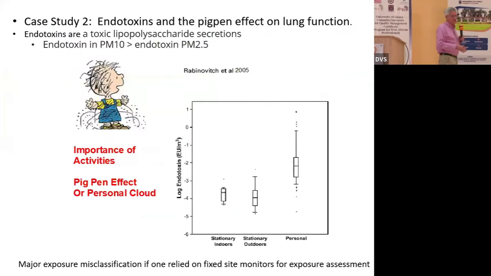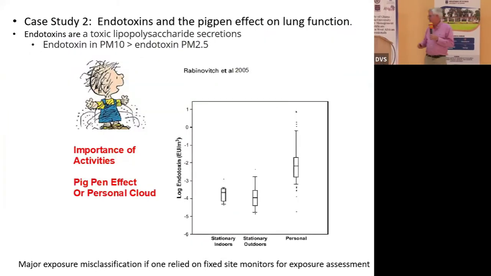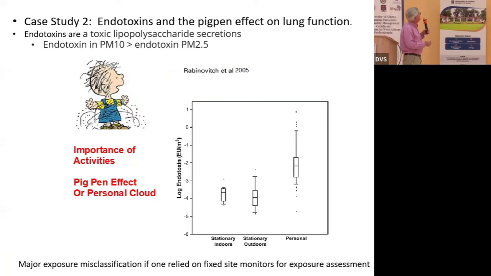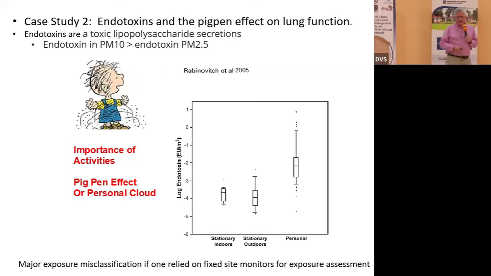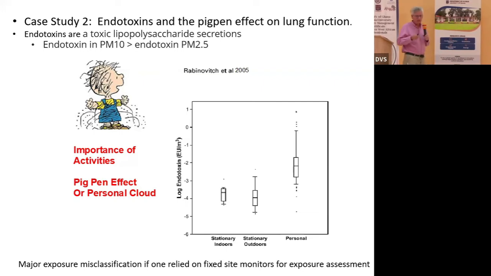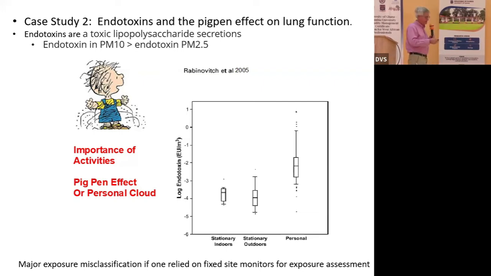Case study number 2, endotoxins. Endotoxins are these polysaccharide secretions that come out of bacteria that feast on little bits and pieces that come off of cockroaches and pets and other things. And they cause asthmatic response and other allergic responses. And so there was a lot of focus on this.